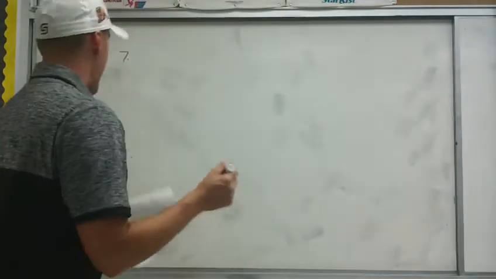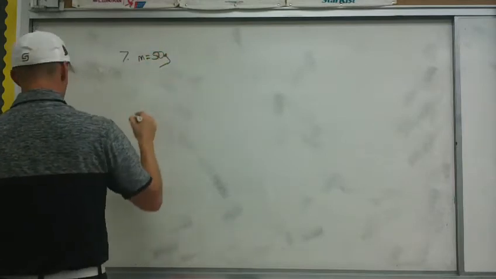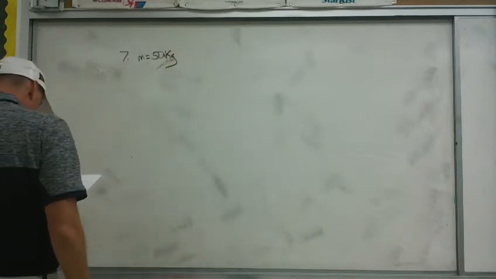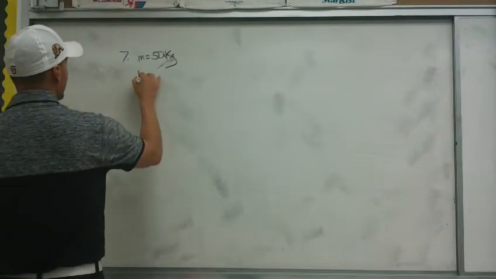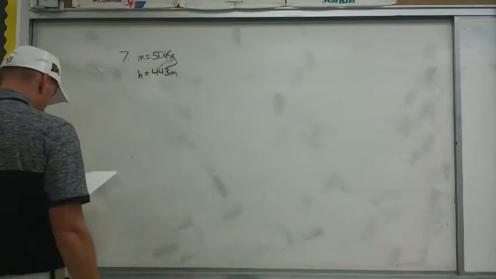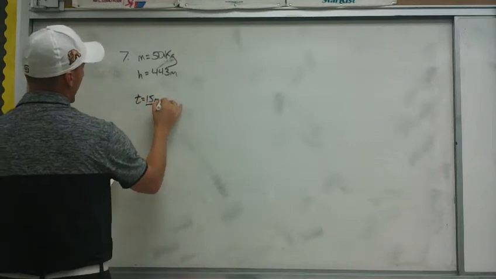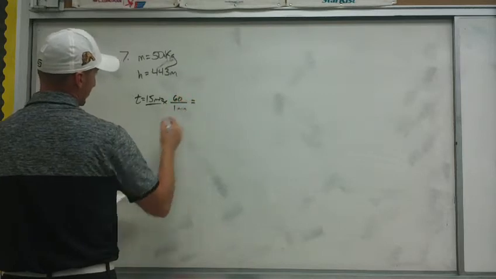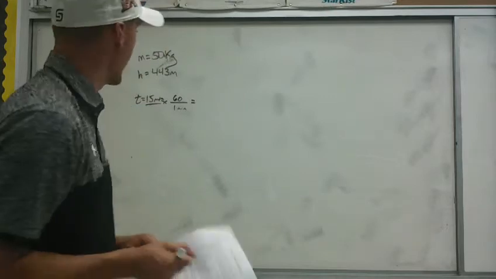So the runner has a mass of 50 kilograms. Oh, not grams. He runs up the stairs, the Sears Tower, so it goes up a height of 443 meters. He gets to the top, time is 15 minutes. Obviously I have to convert that to seconds, so 1 minute is 60 seconds. I do 15 times 60. I get 900 seconds.